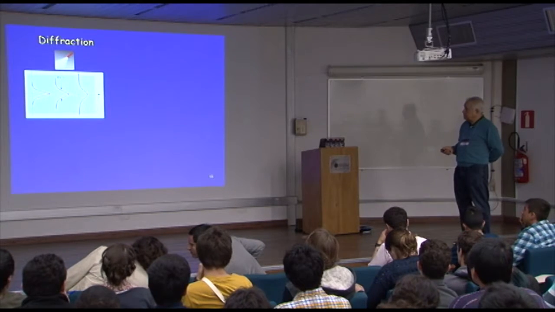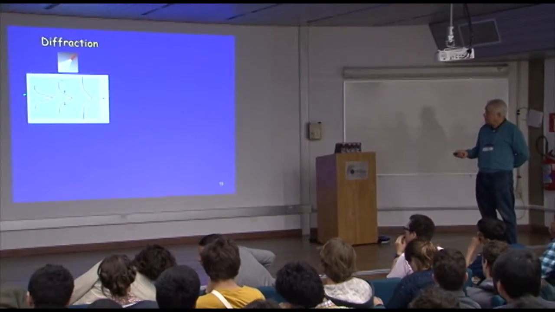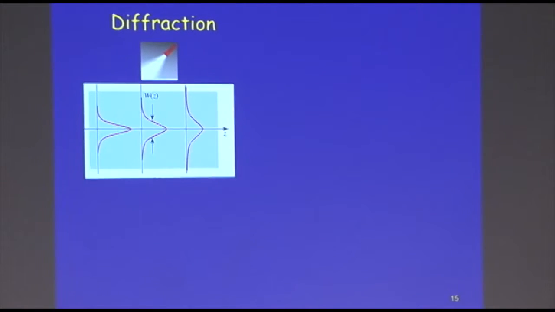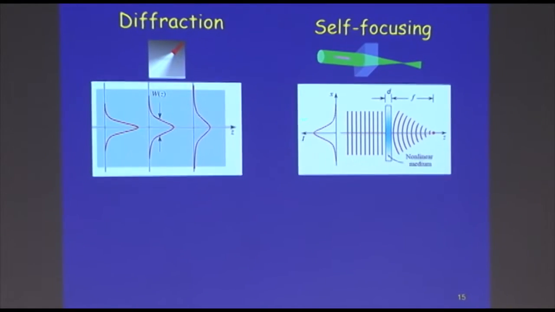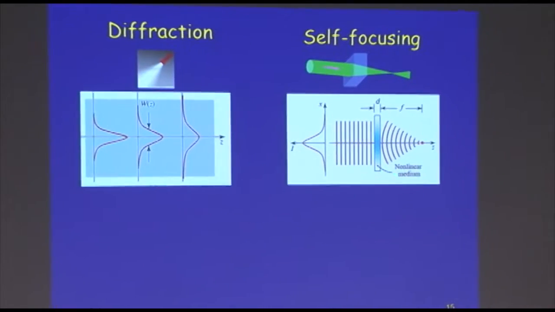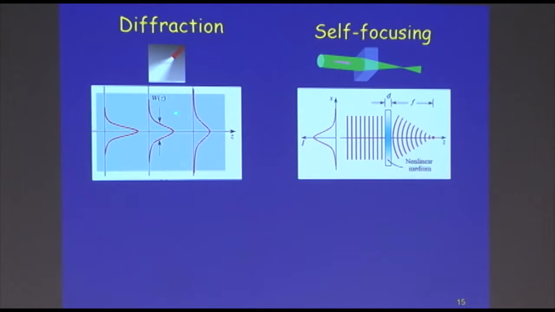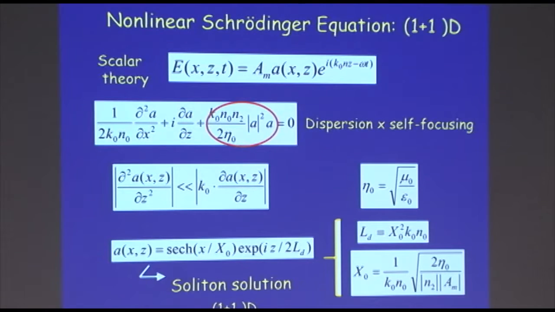When you propagate a light beam, you have the diffraction of the beam, like light from a flash lamp. So the beam, while it propagates, gets broader. If the medium is a nonlinear medium, then you have this self-focusing effect. Self-focusing contributes to focusing the beam if the refractive index is positive. So if you find the correct intensity to compensate the two effects, then you have the bright spatial solitons. That means the beam propagates without suffering this diffraction. So I'm interested in this kind of system, this kind of process.